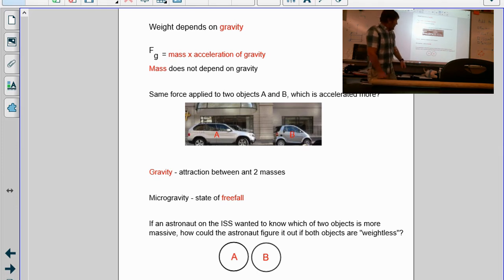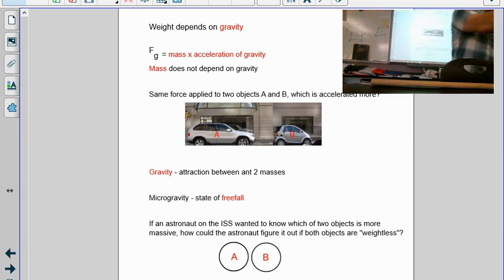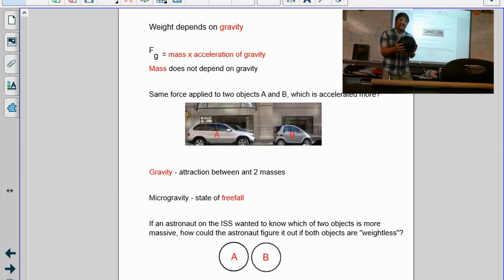So here's a quick question. We have two identical objects, and the astronauts on the International Space Station want to know which one has more mass. If they're exactly identical, could they possibly figure out which one is more massive? The answer is yes, and I alluded to it earlier. Let's say there are two spheres like this. They're identical. The texture is the same, everything is the same, but one is much heavier than the other. The astronauts are in free fall, floating around. Could they possibly know which one is more massive? Like I said, the answer is yes.